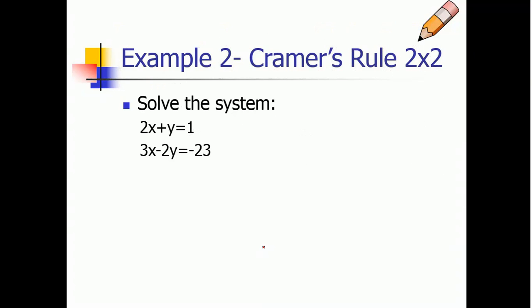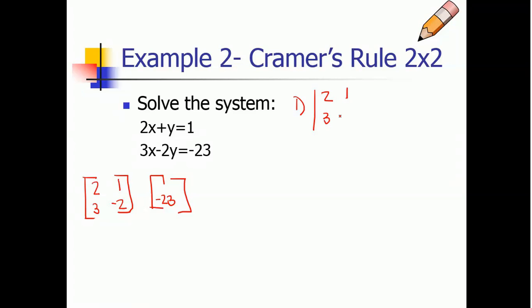Let's try another example. So I have this system of 2x plus y equals 1 and 3x minus 2y equals -23. Let's write our coefficient matrix. So I have 2, 1, 3, -2. And then I have the coefficient, or the answer matrix, of 1 and -23. So, number 1, find the determinant of this bad boy. So 2, 1, 3, -2. 2 times -2 is -4. 3 times 1 is 3. So subtract, I get a determinant of -7.